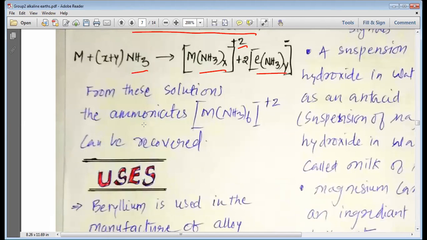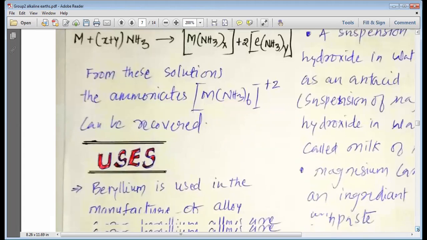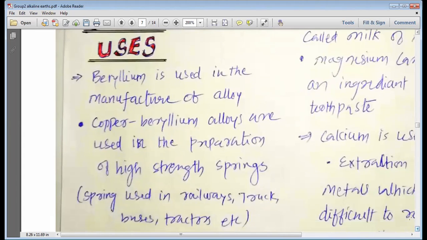From these solutions, the ammoniates [M(NH3)6]+2 kind of complexes can be recovered from this solution. Please remember. Now, you even need to note that beryllium cannot make [M(NH3)6]+2 type of ions because its covalence is limited up to 4. So for beryllium, we cannot have these ammoniates, but for the other elements, we can easily recover these ammoniates from this ammonia solution.